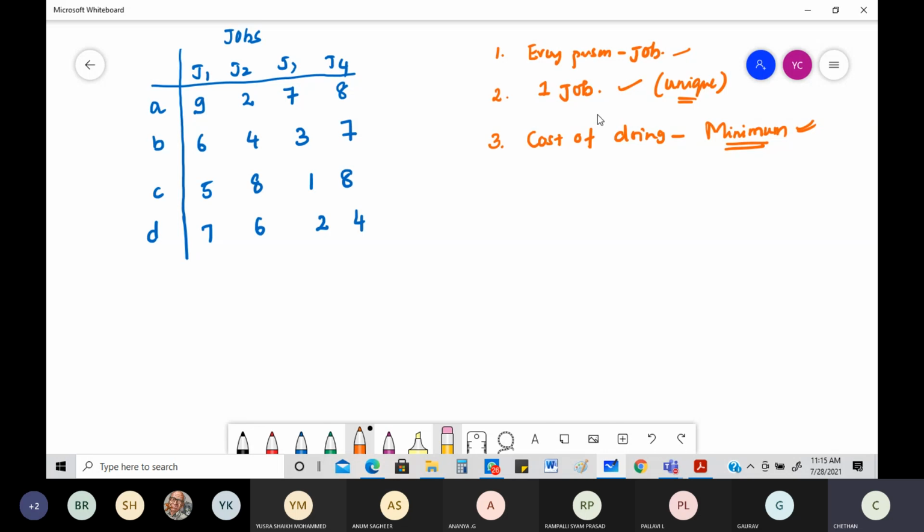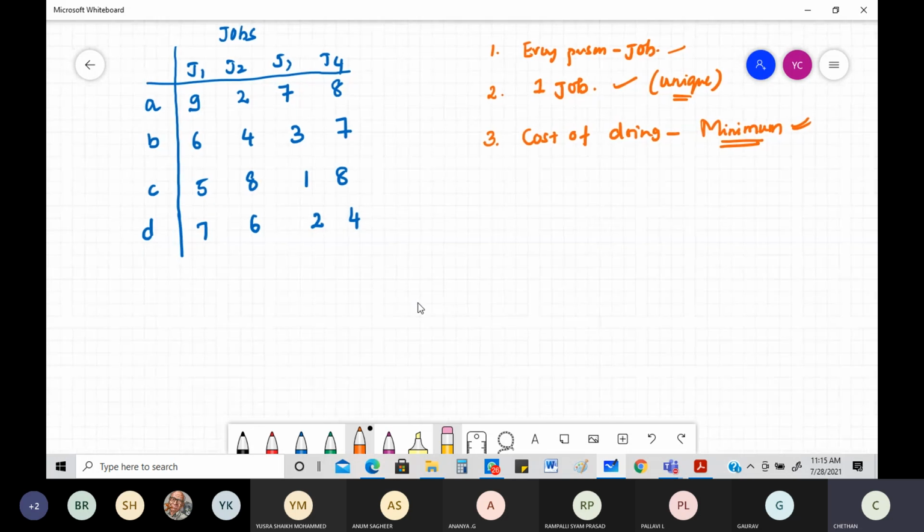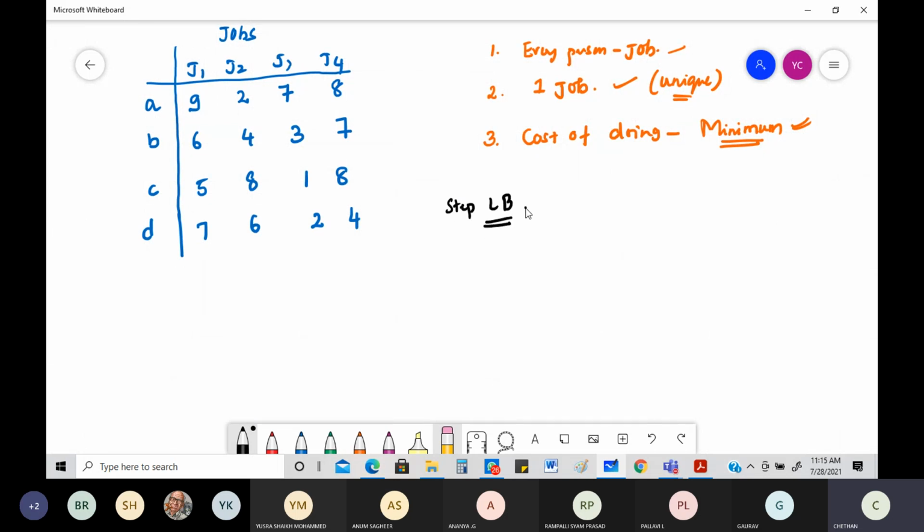That's very important. Okay, see, after this, what are the steps? That's very important. The steps are very simple. First step is you need to figure out our lower bound. What is the meaning of lower bound?